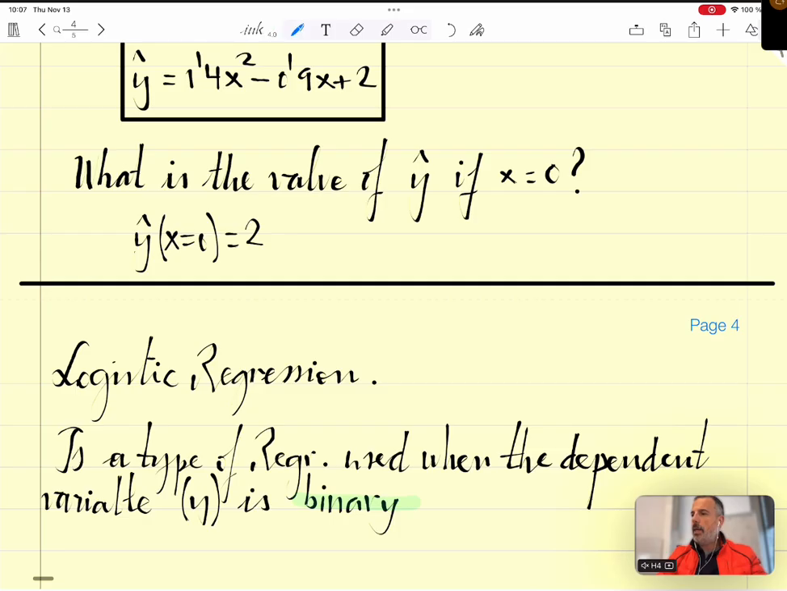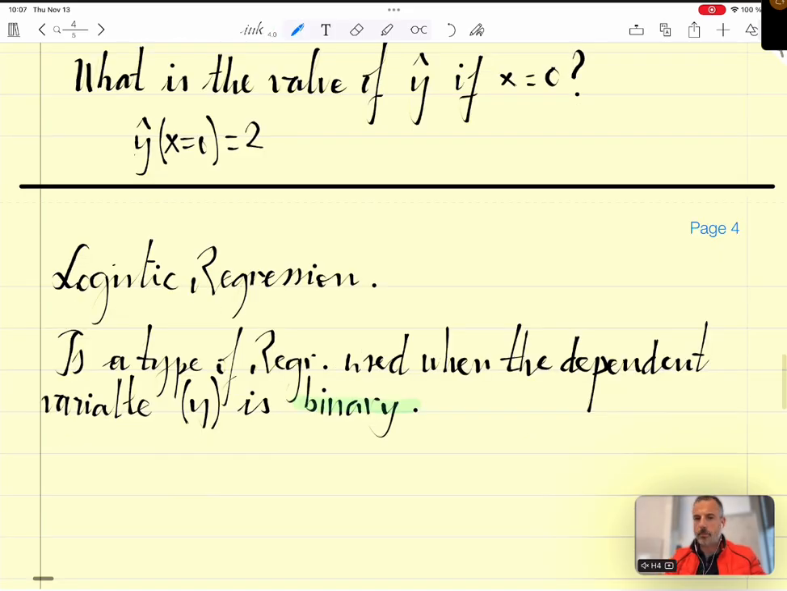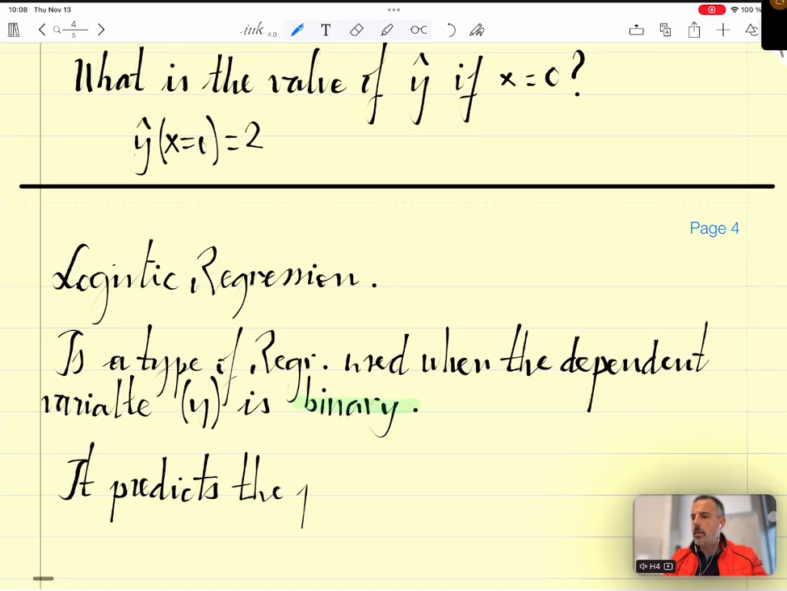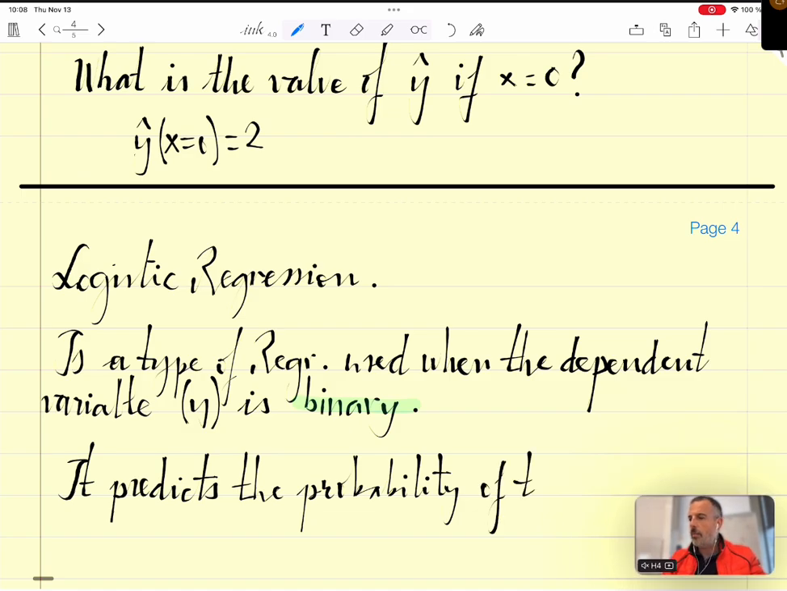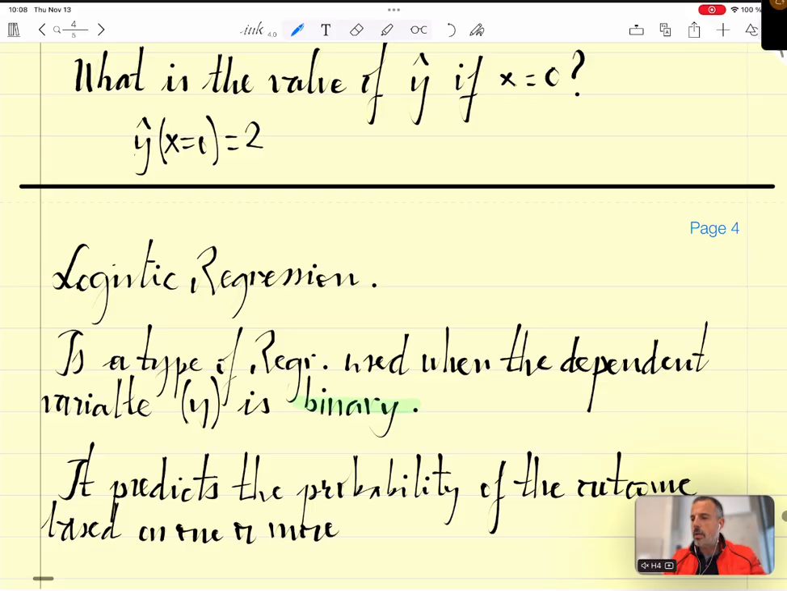So it predicts the probability of the outcome based on one or more variables. These are called X sub i. Okay?